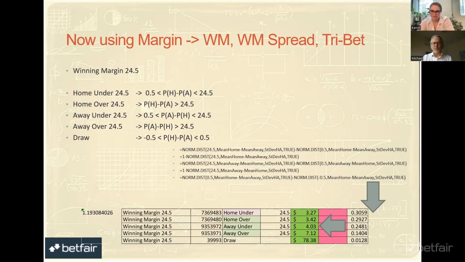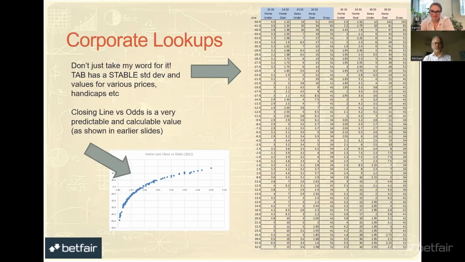The corporates do the same thing, and I just got to look up here from the corporates. If you take the TAB and look at all of their different lines and look at their prices, that doesn't change. That table there is a straight lookup. If I looked on my phone right now and they have Melbourne by, say, -9 points, you can look across those figures there, and that will be the prices that the TAB will have on home under 24, home over 24, home under 39. It's a straight lookup. It doesn't change from year to year, season to season. You think it's all sophisticated and complicated, but actually it's not.